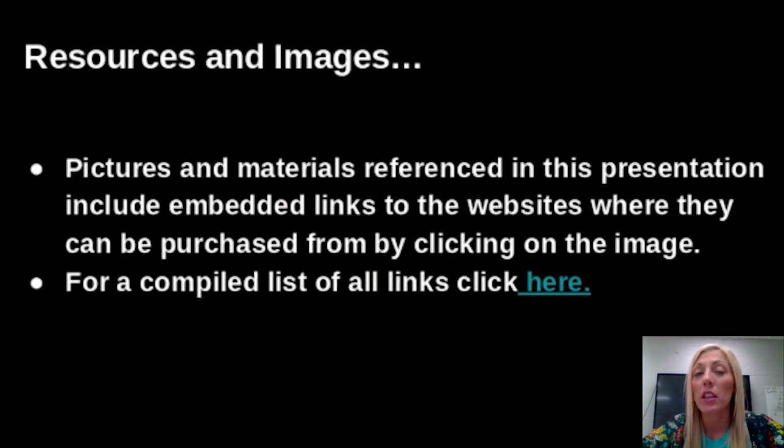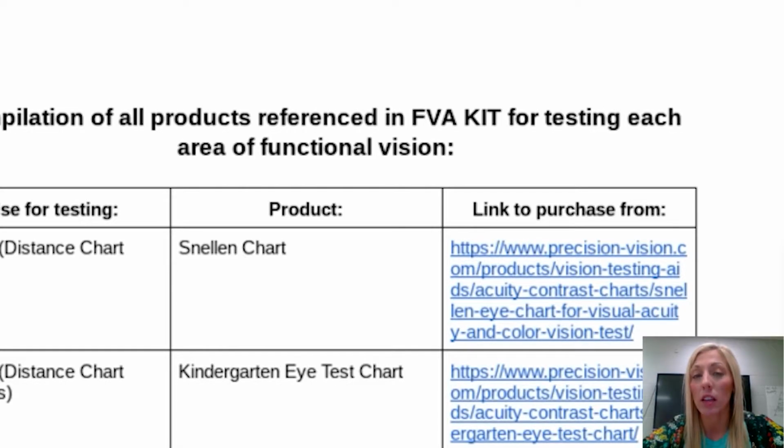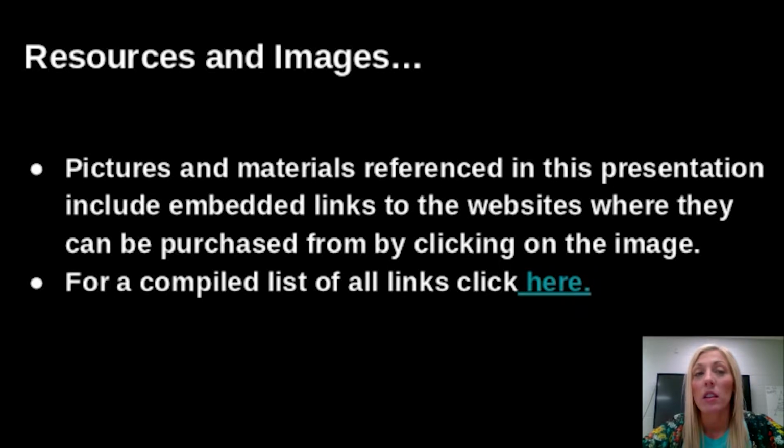Just as a reference, in this PowerPoint, all of the pictures you'll see and the materials that are referenced have embedded links to the websites where you can purchase them. And then I've also created a compiled list right here. If you click on this link, it'll take you to this products list where we tell you what skill it is used to test for, so if it's acuity, then the name of the product, and then we have the link right next to it where you can purchase it from. So that's right here on the slide too.